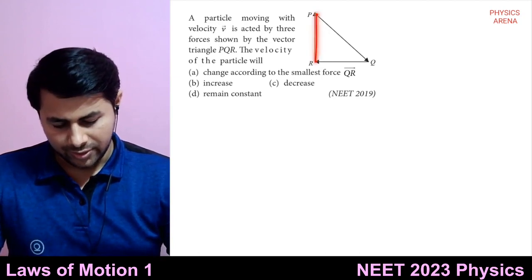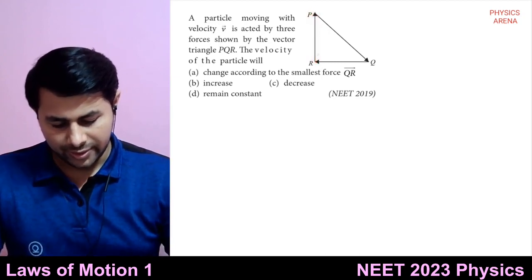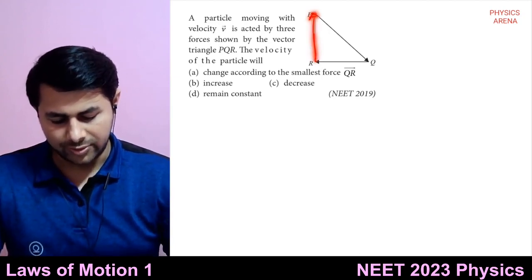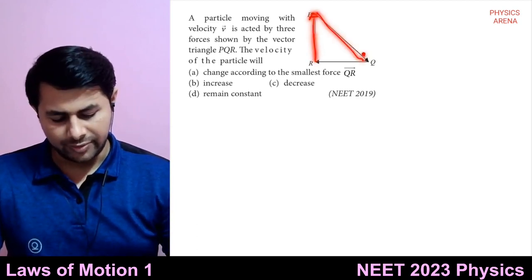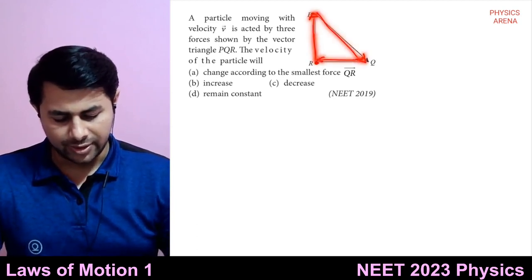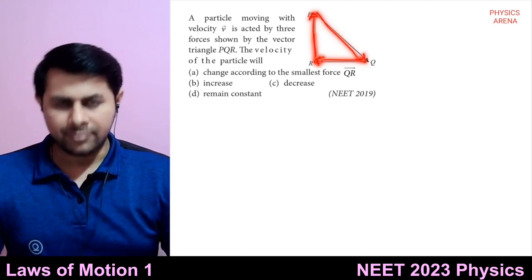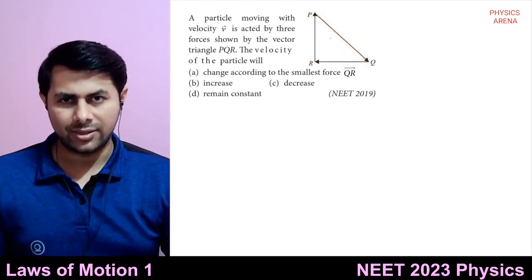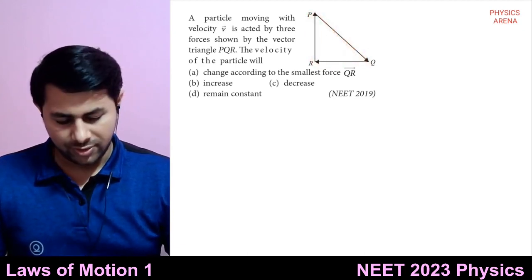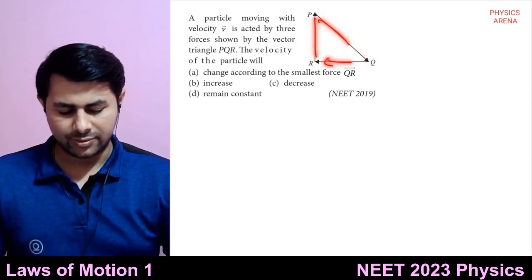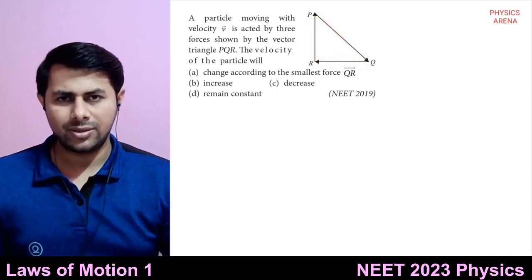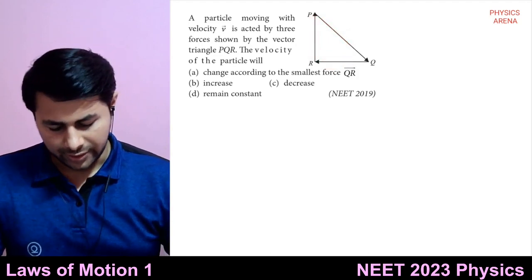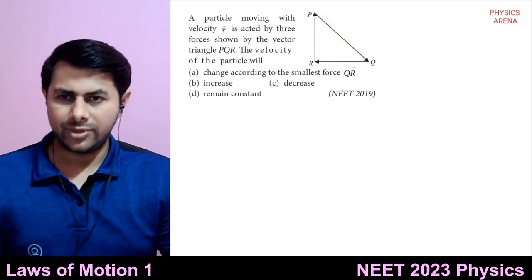So see, if you think that this is the first force, so this is first vector, then this is second vector, and this is third vector. So you are ending at the same point where you started, right? So sum of these three forces, it's equal to what? 0. Okay, and therefore net force is 0.